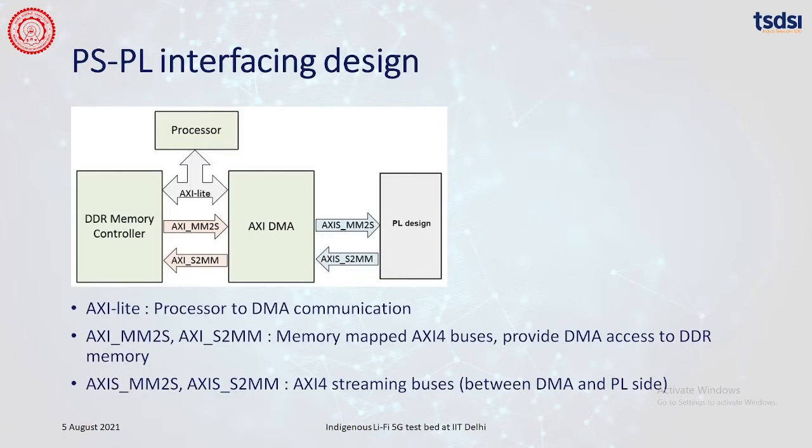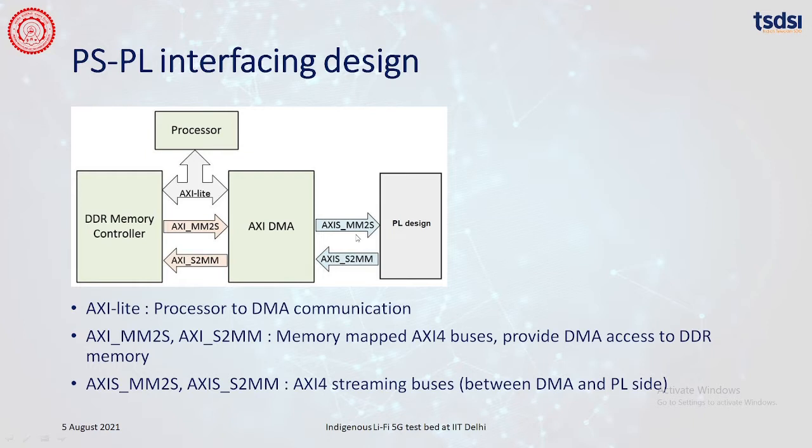PSPL interfacing design. In this, the processor and DDR memory controller are contained within the Zynq PS side. Then the AXI DMA and PL design are contained within the Zynq PL side. The AXI Lite bus allows the processor to communicate with the DMA to set up, monitor and initiate the data transfer. Then AXI MM2S and AXI S2MM are memory mapped AXI4 buses that allow the DMA to access the DDR memory.